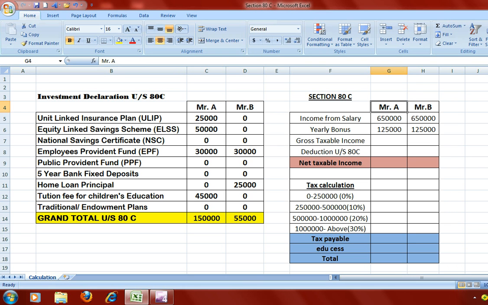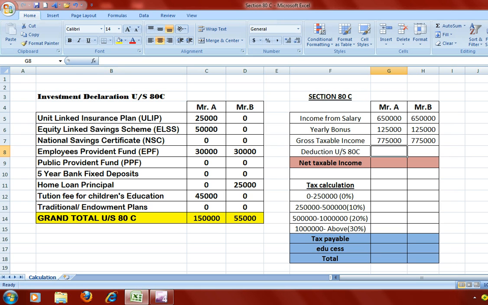Now let us move to the calculation part to understand who has done an efficient planning, either Mr. A or Mr. B. Assuming the salary for Mr. A and Mr. B are the same, and they also got a yearly bonus of 1.25 lakhs, which needs to be considered while planning their income tax. So to arrive at the gross total taxable income, you need to sum the income from salary as well as the bonus received for the financial year for both Mr. A and Mr. B, and we found 7.75 lakhs is the gross taxable income for Mr. A and Mr. B.